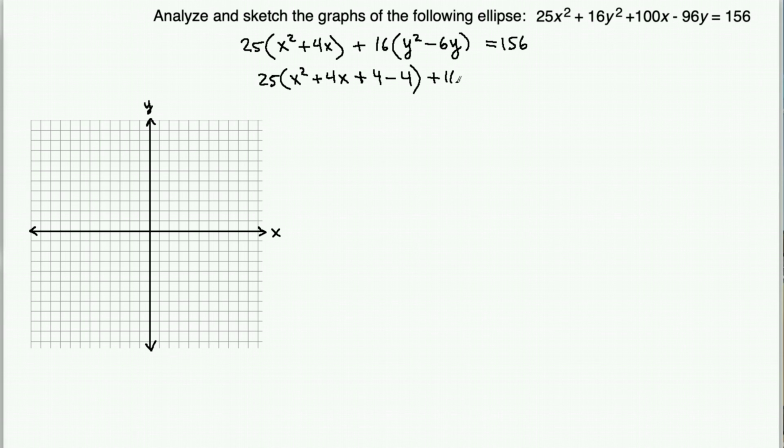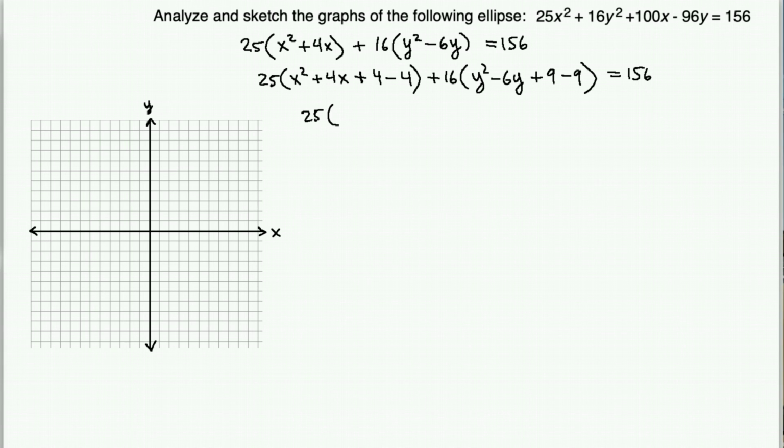And the same thing in here. y squared minus 6y. Now half of the negative 6 is negative 3. Square that, you get 9. And then subtract that 9 because it wasn't there before, is equal to 156. Now that's equal to 25.